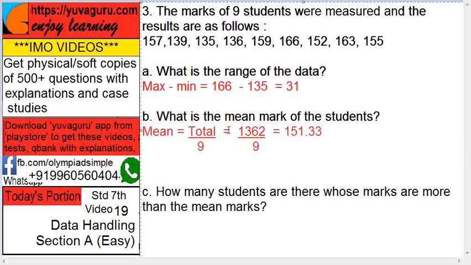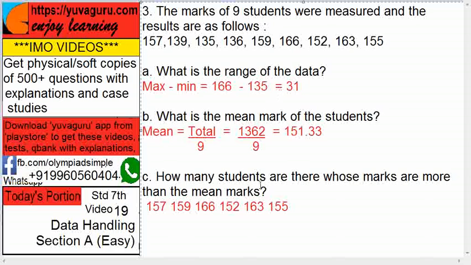What is the mean marks of the students? Mean means average. Average means total upon number of elements. How many are there? 9. So total upon 9. 1362 upon 9. Now divide this. 9 ones are 9. 4 remaining. 9 5s are 45. 1 remains. 9 ones are 9. 3 remains. Means 30 and point. So 9 3s are 27. And then again 3 remains. 9 3s are 27. It will go continuously. Infinite. Stop after 2. So average is 151.33.